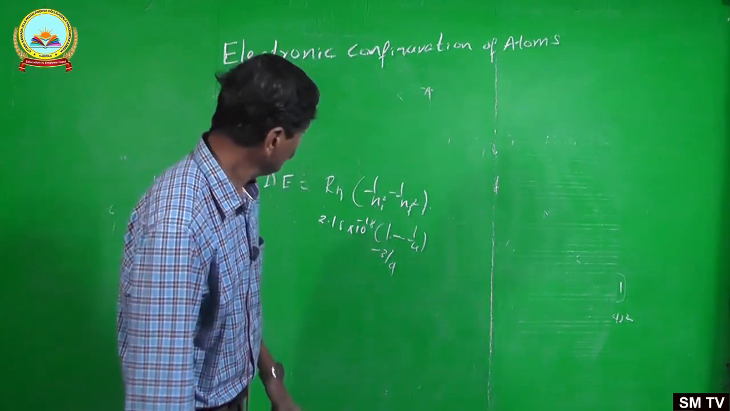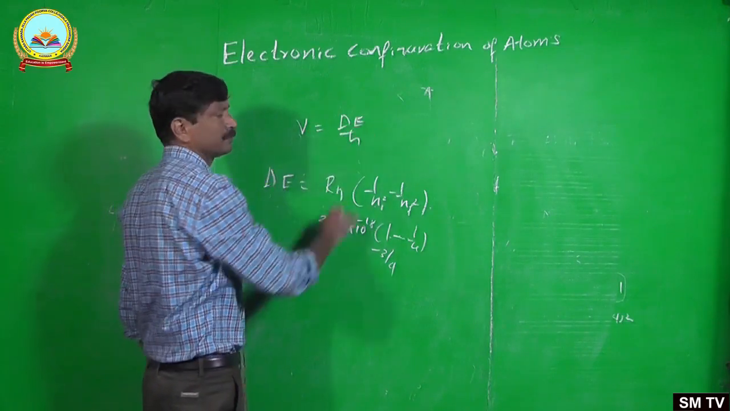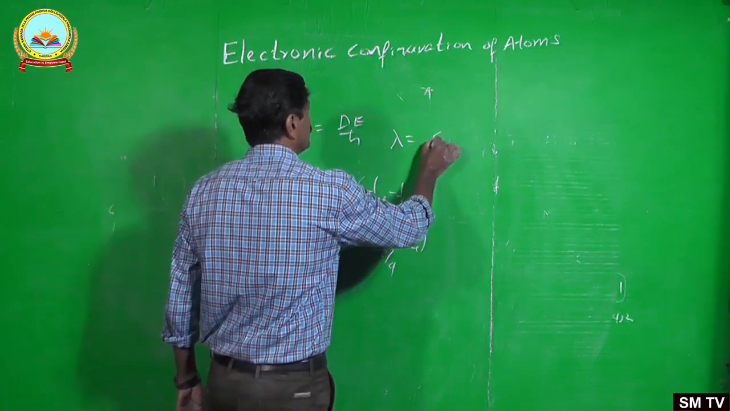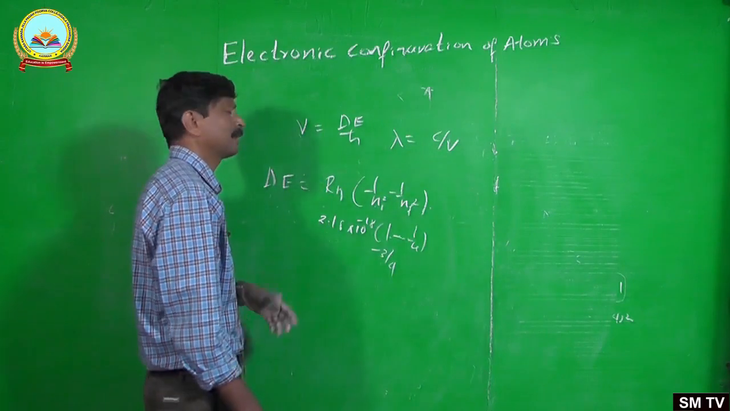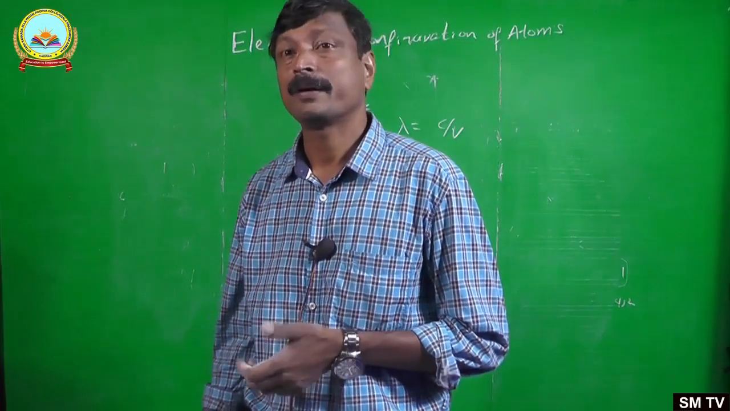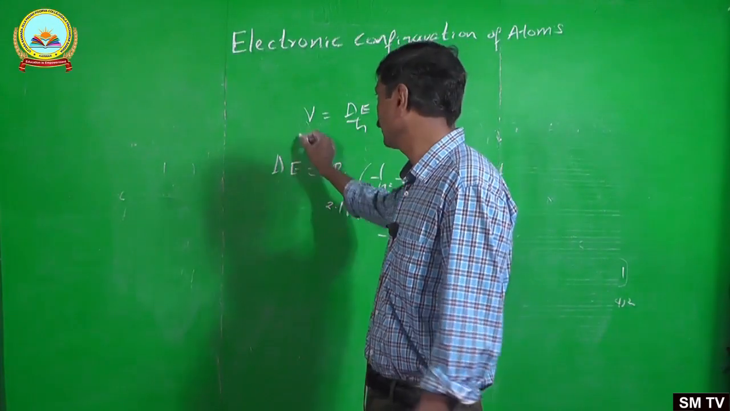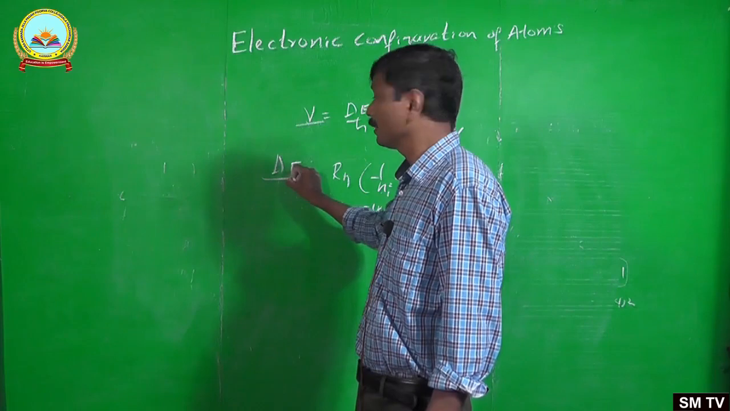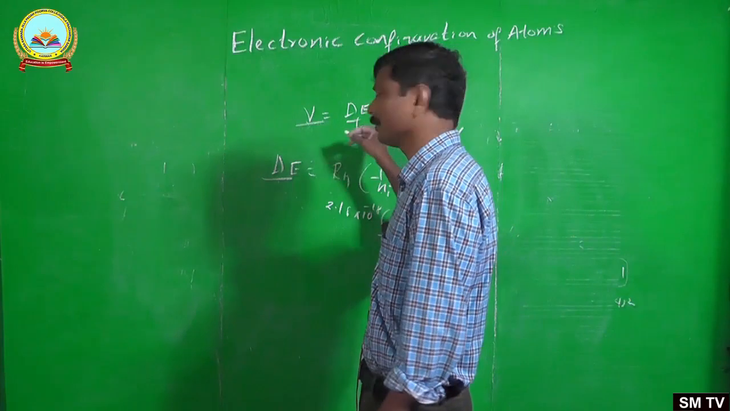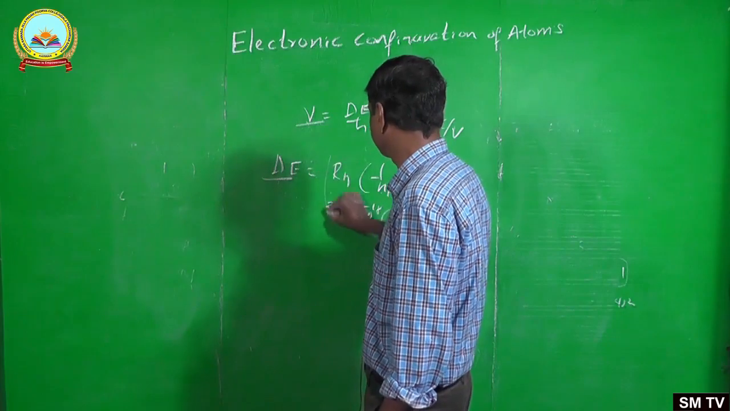Okay, if you know the delta E, you can calculate the frequency. Frequency is equal to delta E by h. If you know the frequency, you can calculate the lambda. Lambda is equal to c by nu. All this calculation you can do. You can easily solve a problem. Suppose the problem asks you to calculate the wavelength of the light emitted, or frequency of the light emitted, or the energy of the radiation emitted. See, if this type of question is asked, you are able to calculate it. For that, the only thing you have to know is this equation.